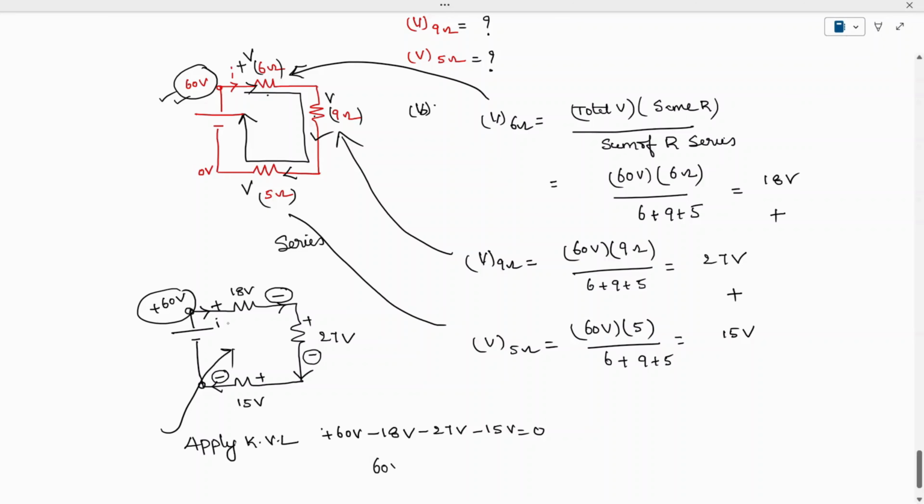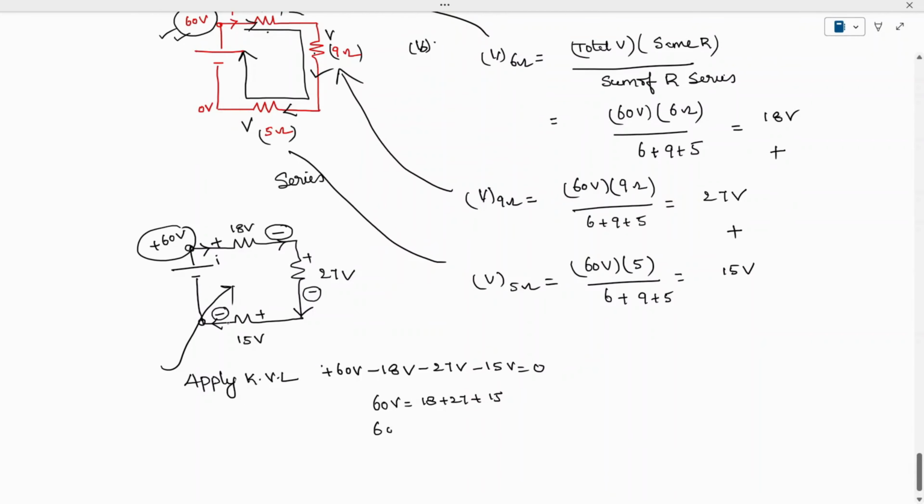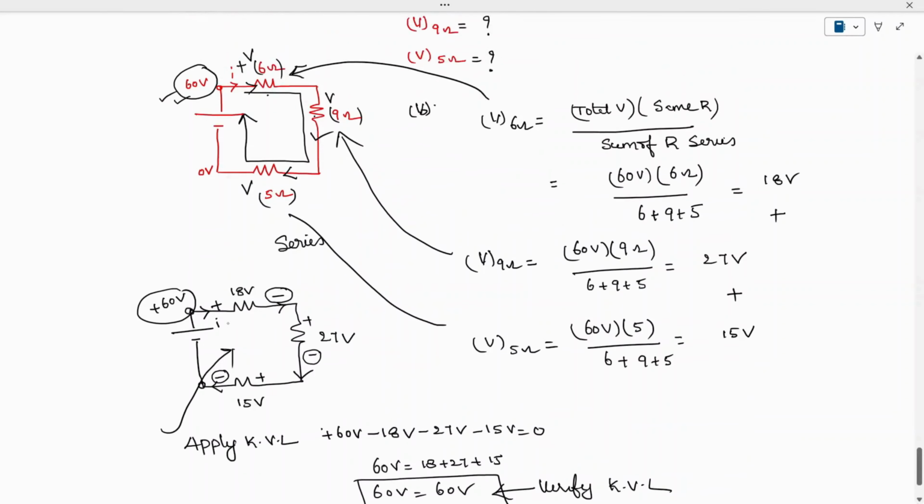Therefore, 60 volts is equal to 18 plus 27 plus 15. So when you solve it, the applied voltage is nothing but the sum of the voltages across the three different resistances. This is how we verify Kirchhoff's voltage law. Source voltage is equal to load voltage. So hope you are able to understand.